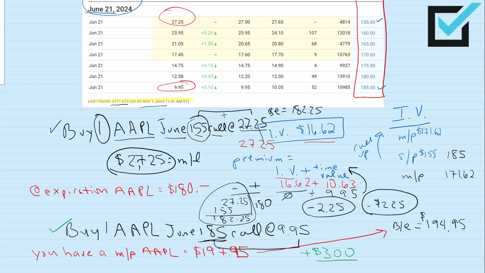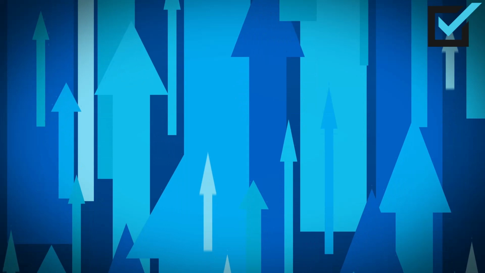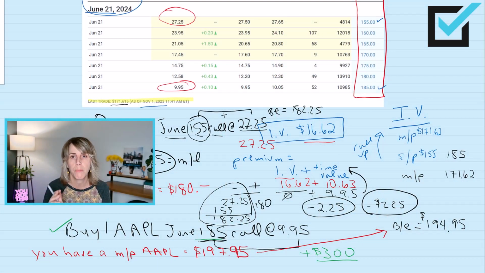You're going to make $3 a share, 100 shares in the contract, so $300. So when you bought this contract, you are bearish or bullish. You bought a call. You're the owner of the call. You're long the call. You are bullish. You expect Apple to go above 185 by June. You paid a premium of $9.95. What's the most you can lose? $995. Break even, we did $194.95. And if at expiration or when you exercise the contract, this is just an example, the market price of Apple is $197.95. How much did you make? $300. So I hope these real world examples are helpful.